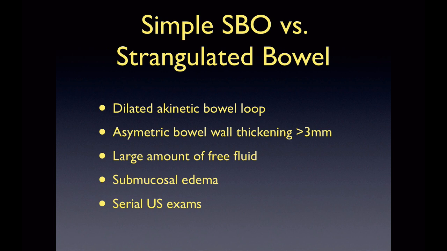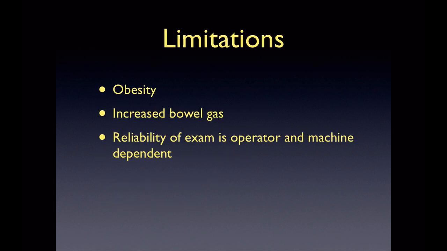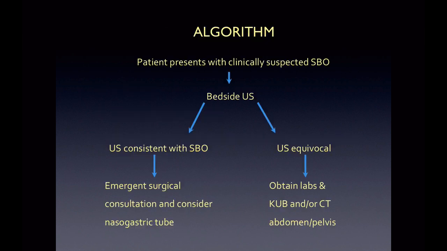Differentiating between simple SBO versus strangulated SBO by ultrasound can be extremely challenging and time-consuming as well, so it may be beyond the scope of the emergency physician's practice. The limitations of ultrasonography for SBO are due to 3 factors: patient, operator, and equipment. It may be difficult to visualize intraperitoneal abnormalities in patients who are obese or have a large amount of bowel gas. And as with other ultrasound applications, the reliability of this test is operator and machine dependent.